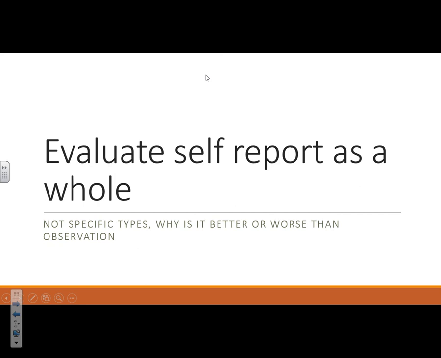Can you evaluate self-report as a whole? So not the specifics, but why is it better or worse than observation, for example, would be a good way to go. Think about strengths and weaknesses that we talked about for observations. Are they flipped on their head? If you can pause the video here.